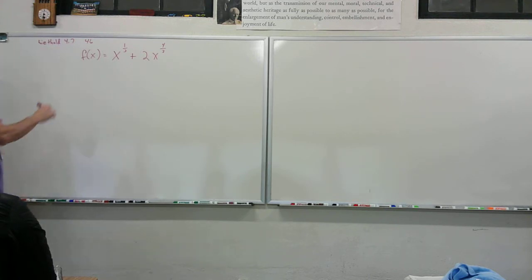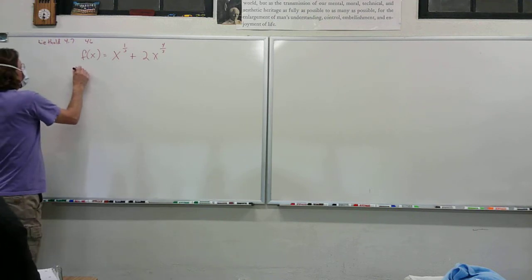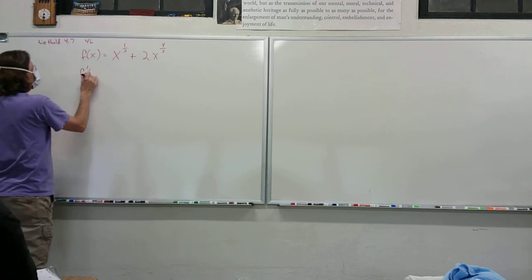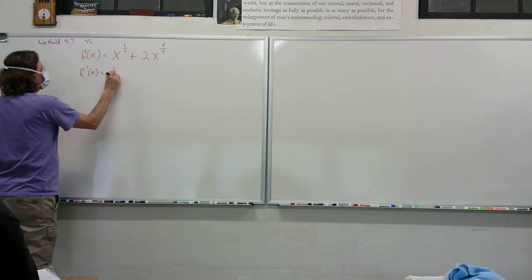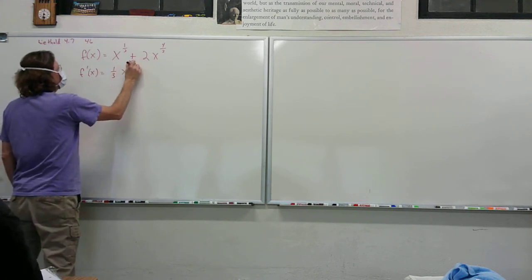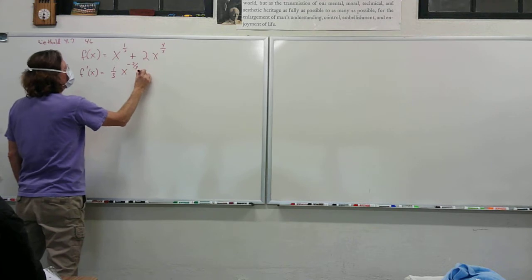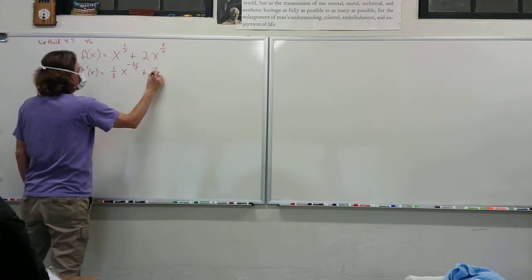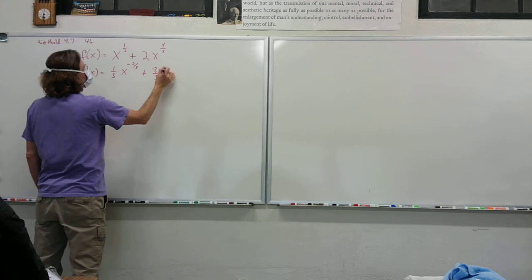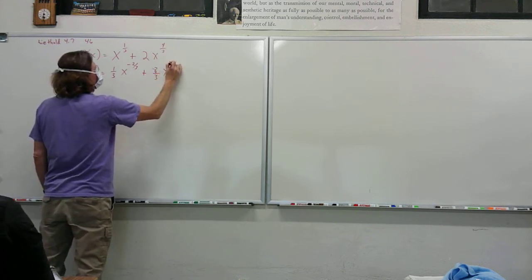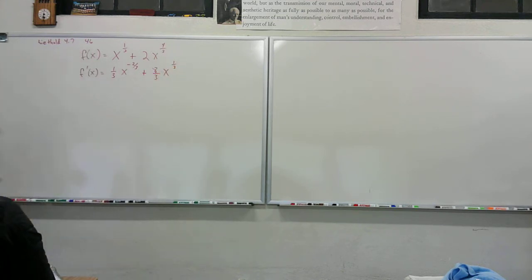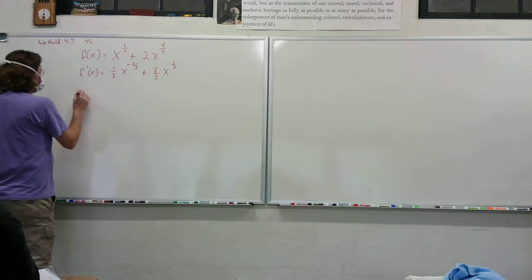All right. First thing you do is you always take the derivative and find the critical numbers. F prime equals 1/3 x to the negative 2/3 plus 8/3 x to the 1/3. Now, you take the derivative. You set the derivative equal to 0. Now, here's where we're going to check.